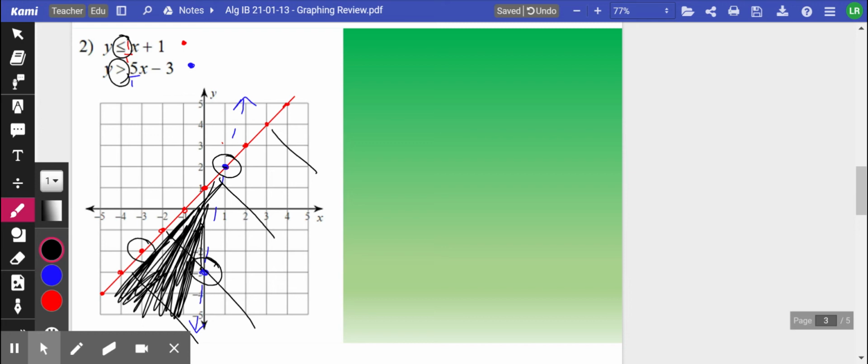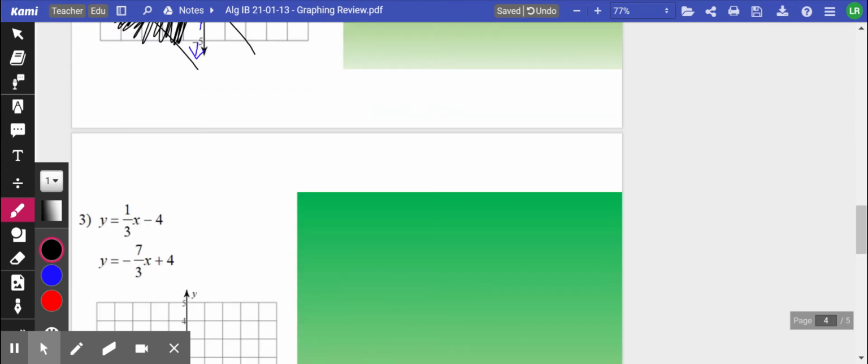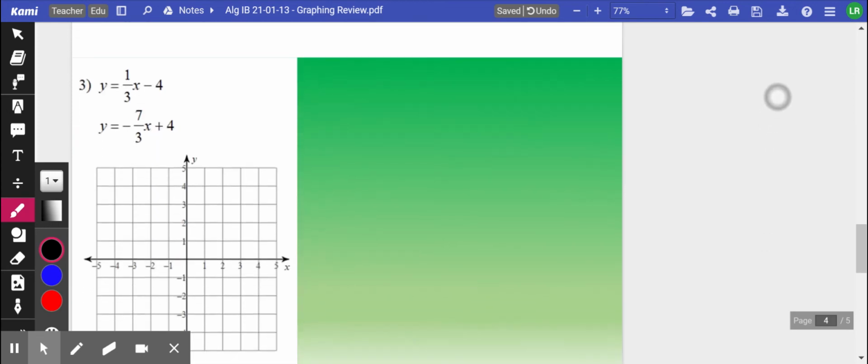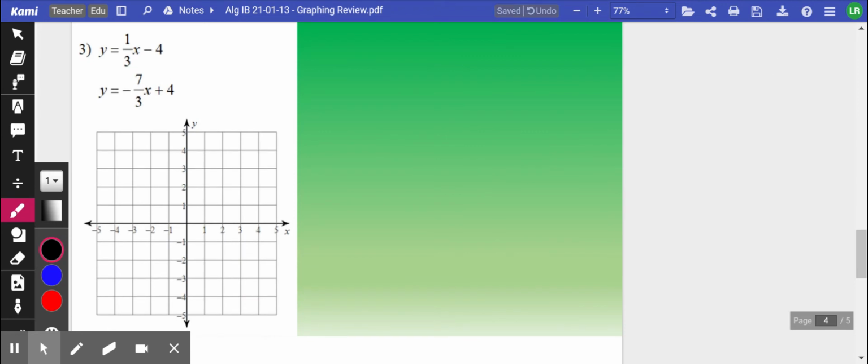All right, last one, be what we did yesterday. That is systems of equations. There should be no shading on these because those are equal signs. Make sure you make extra points so that you know exactly where those intersect. Graph both of them on the same graph. It'll be about 3 minutes.